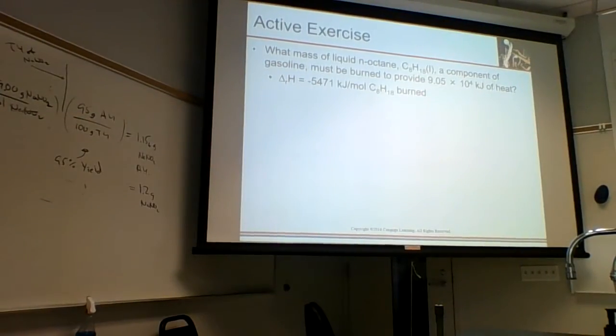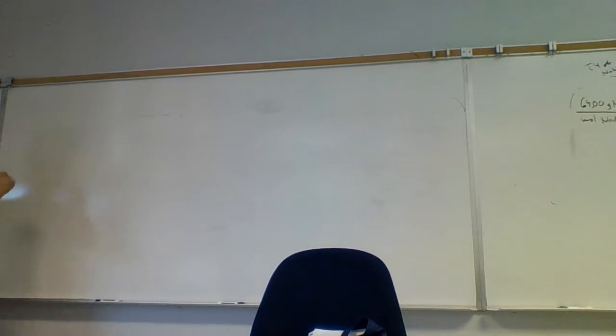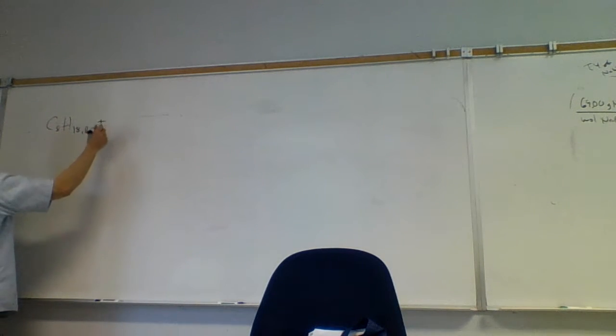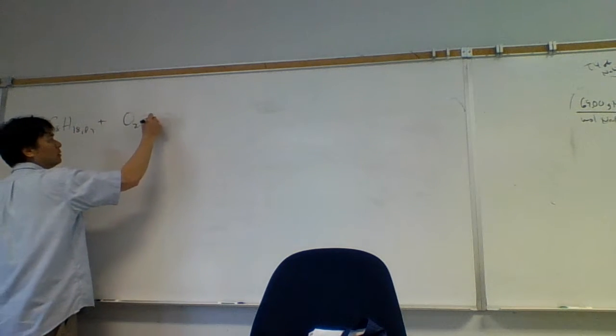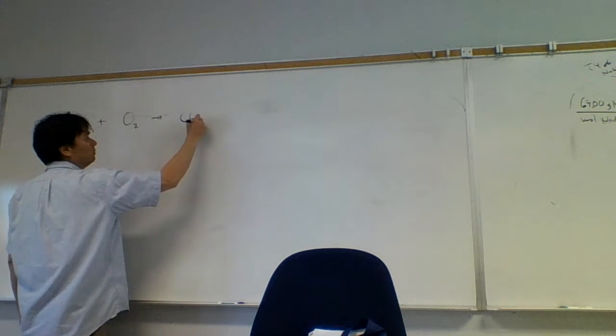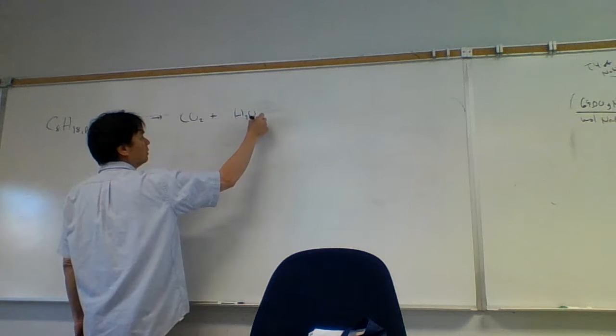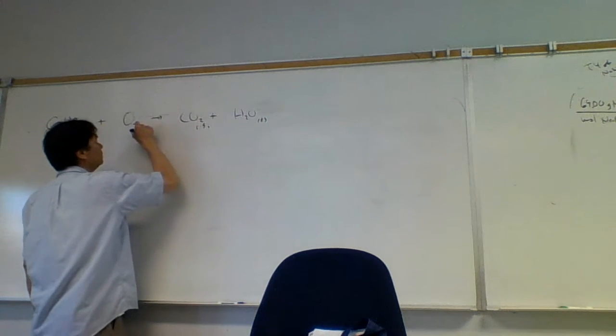All right, we're going to continue with this stoichiometry problem here. And in stoichiometry, we need the balanced chemical equation, so let's go ahead and balance this. C8H18 liquid. We're burning this, so it's going to be plus O2 yields CO2 plus H2O. H2O is a liquid, CO2 is a gas, O2 is a gas.